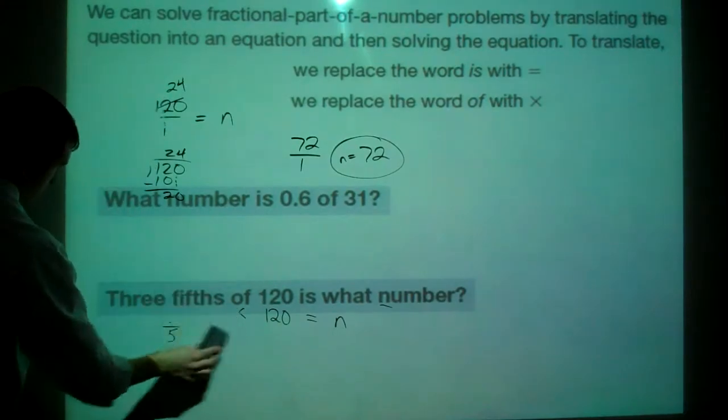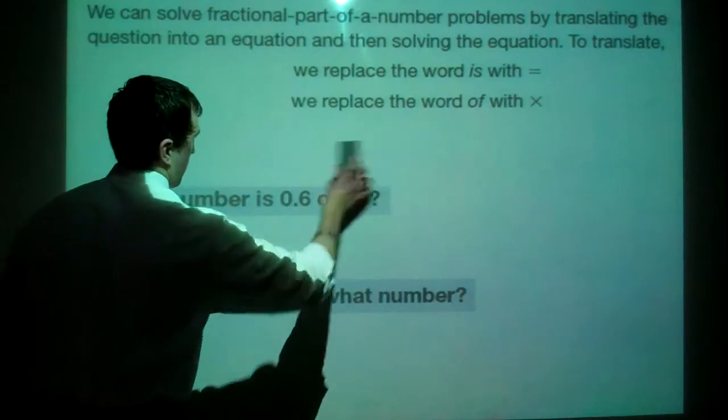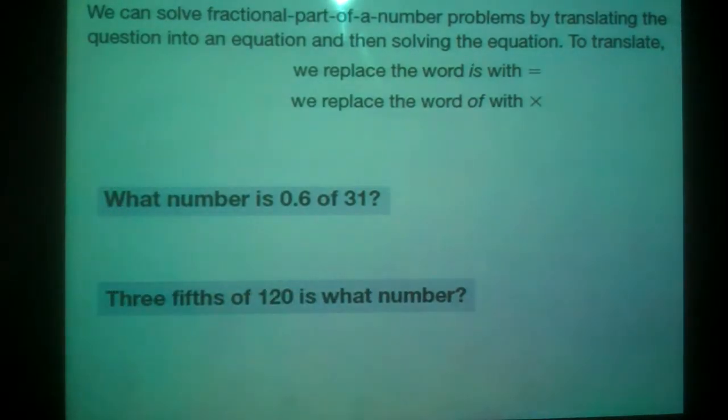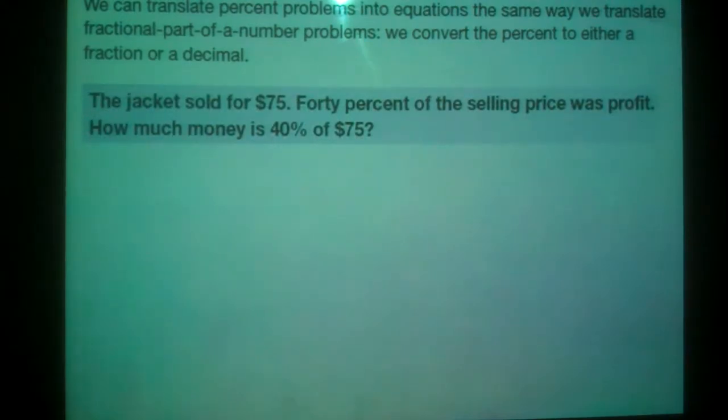Alright. So setting it up is usually the hardest part, but now we have key words that we can use. We can translate percent problems into equations the same way we translate the ones we were just doing. We can convert the percent to either a fraction or a decimal. So let's take a look here.